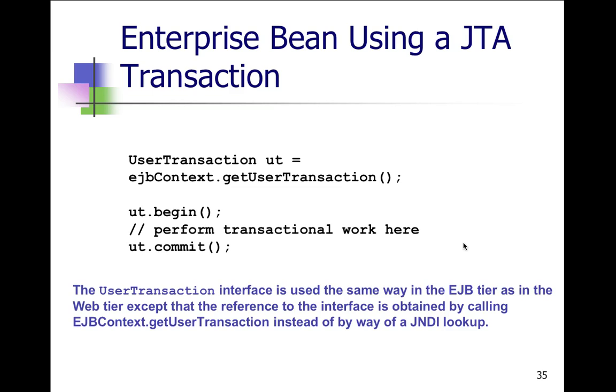So, enterprise bean using a JTA transaction. Here's a sample source code for it. We would begin the user transaction object, which basically means start it, perform the transaction, the work that's going to be occurring, and then stop it. So imagine the bean running along.